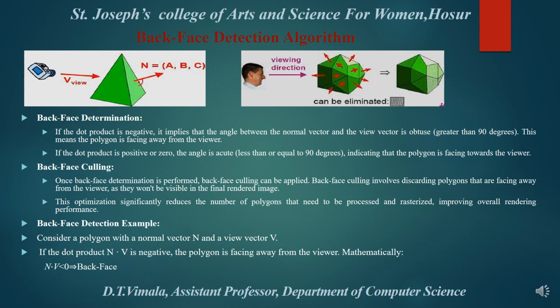The back face detection example. For example, consider a polygon with a normal vector N and a view vector V. If the dot product, that is N dot V, is negative, the polygon is facing away from the viewer. Mathematically, we say N dot V is less than 0, then it is a back face.